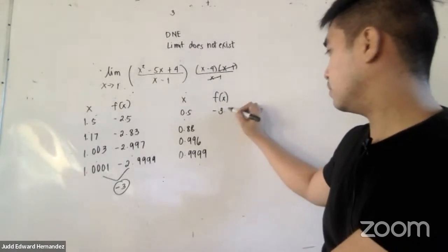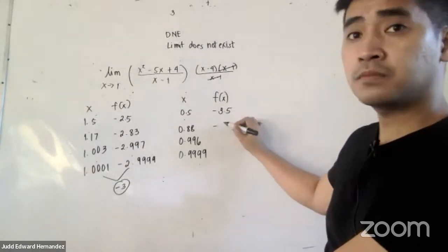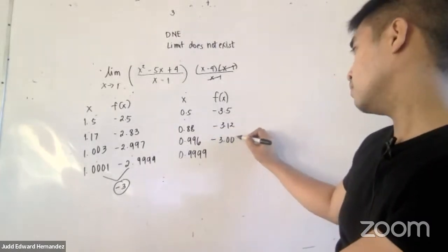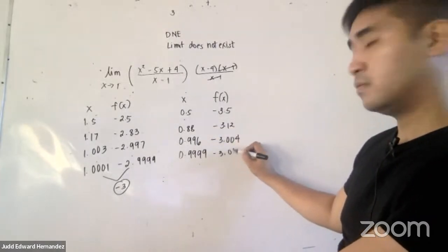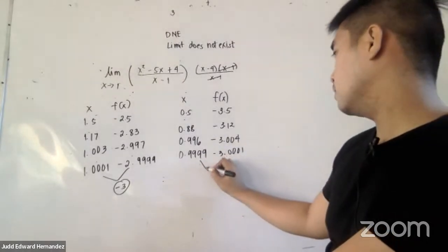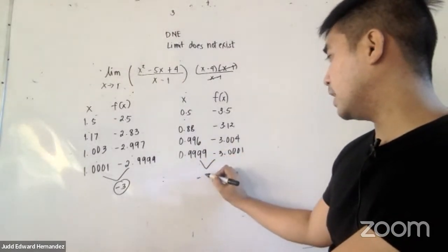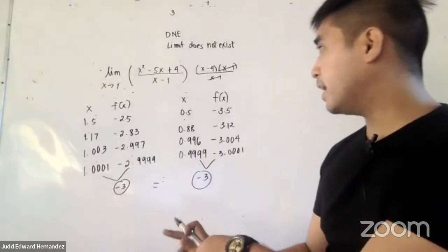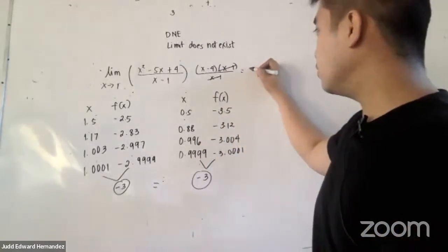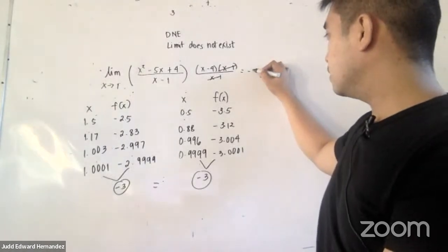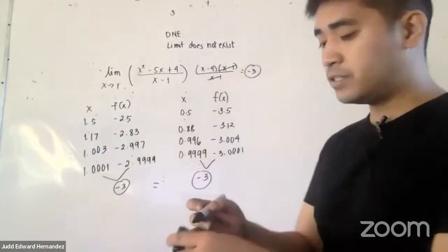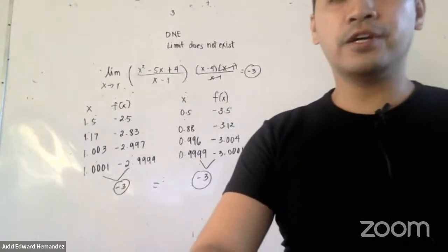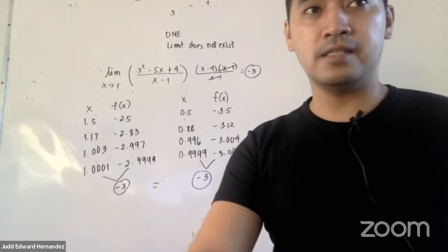0.5 minus 4 is negative 3.5, then negative 3.12, negative 3.004, negative 3.0001. Therefore, this is approaching negative 3 pa rin. Therefore, we could say that the value of the limit is equal to negative 3. Does the limit exist? Yes po, sir. Therefore, the limit exists. Okay.